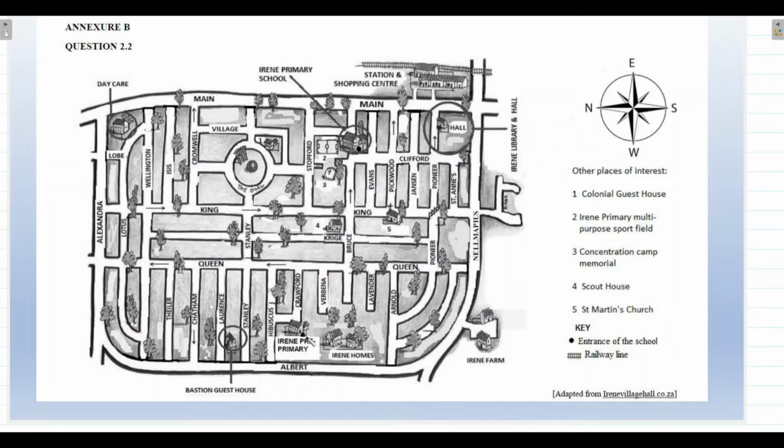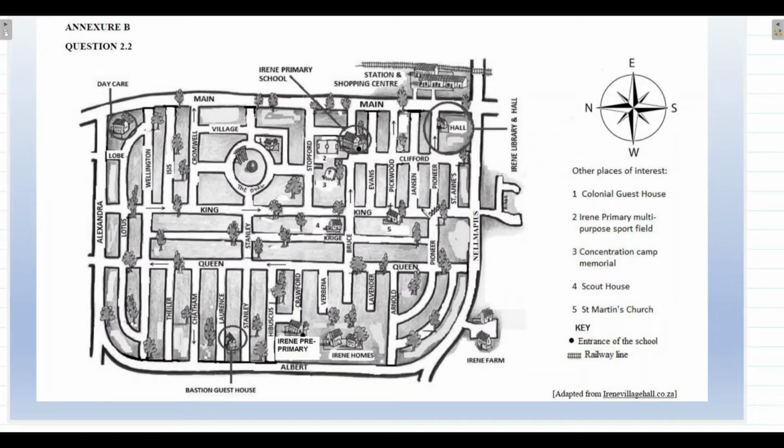Okay, there's another dot here. That is also the entrance of the school. All right, so where we see dots, then we know that is obviously the entrance of the school. And then we are told that that key there is the railway line. So we see we've got a railway line there crossing the Nelma Pierce. That's the street there. Okay, it's crossing that street.